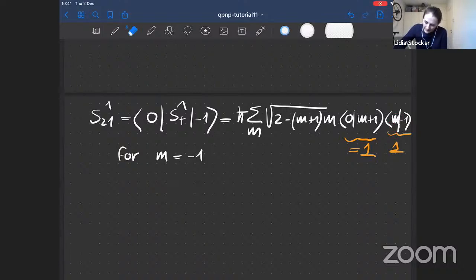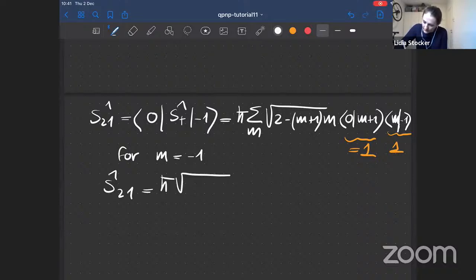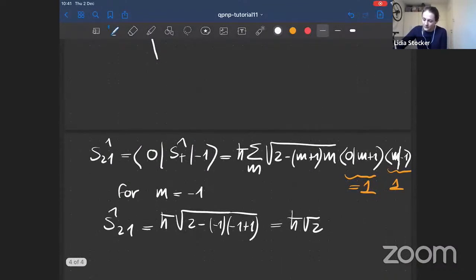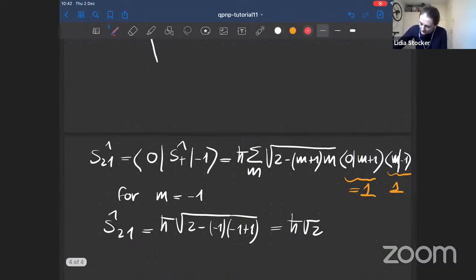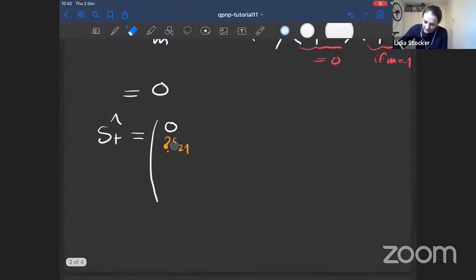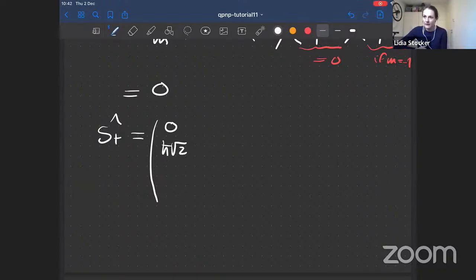So here I will have that S21 is equal to h bar square root of 2 minus -1 times -1 plus 1. And this is all. So this will be h bar square root of 2. And now what do we do? We take this element here and we go up. So we can put it in this matrix here and have h bar square root of 2. And for the rest, we proceed exactly in the same way.